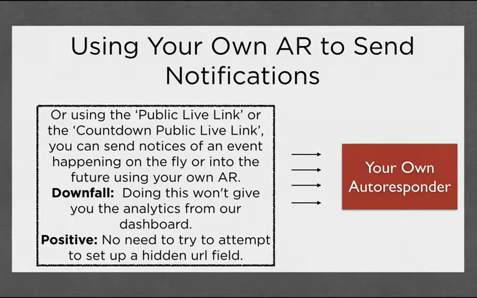They can simply come to an event that you're doing on the fly, or say an event that you're doing into the future. That countdown will count down all the way to 0 and then redirect into the public live link. And you can use this with any front-end registration process and your own autoresponder, but the problem, as I said before, is that then you don't have the analytics, okay? So the way to get the analytics, obviously, is by using the hidden URL field with your own autoresponder.